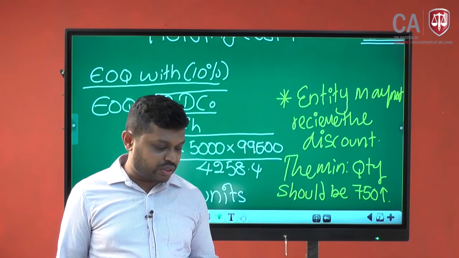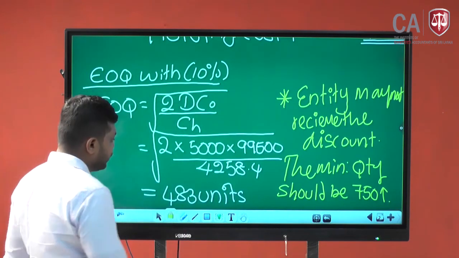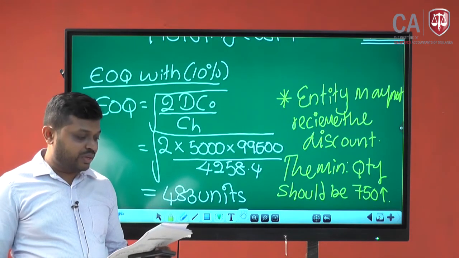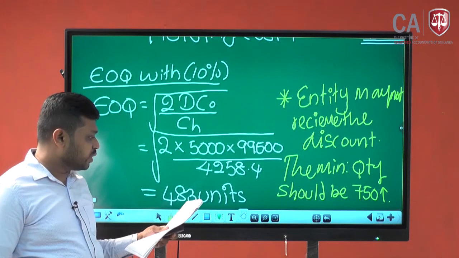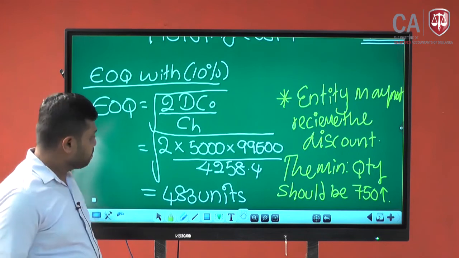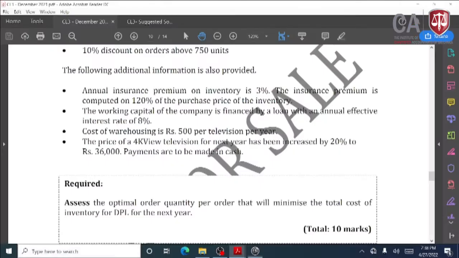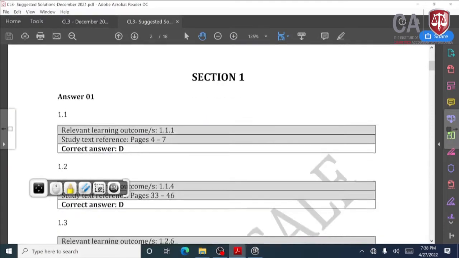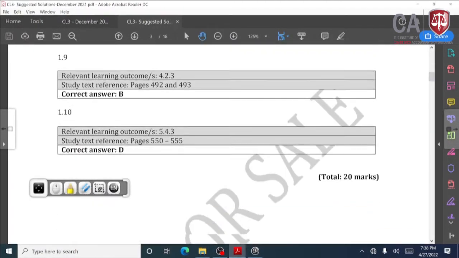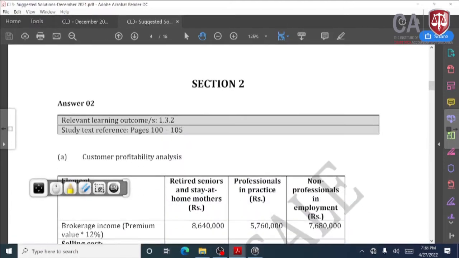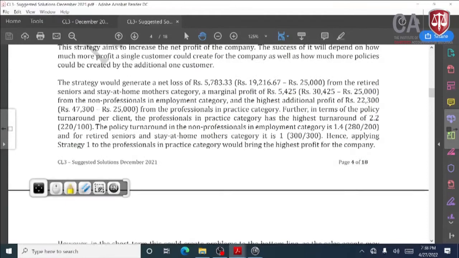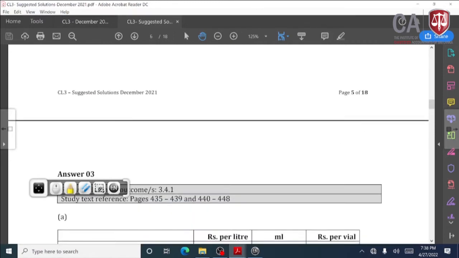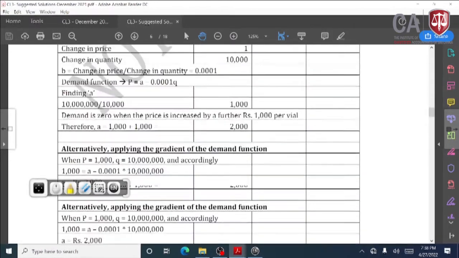The holding cost per unit we have already calculated there, 4,258 per unit. Then you can calculate average units, and then you can calculate the total holding cost, right? Therefore, better I will go and show you the suggested solution, then you can easily see that one. Then it will be very easy, because this computation means you can get the discount if you order 751, that means more than 750 units or more.